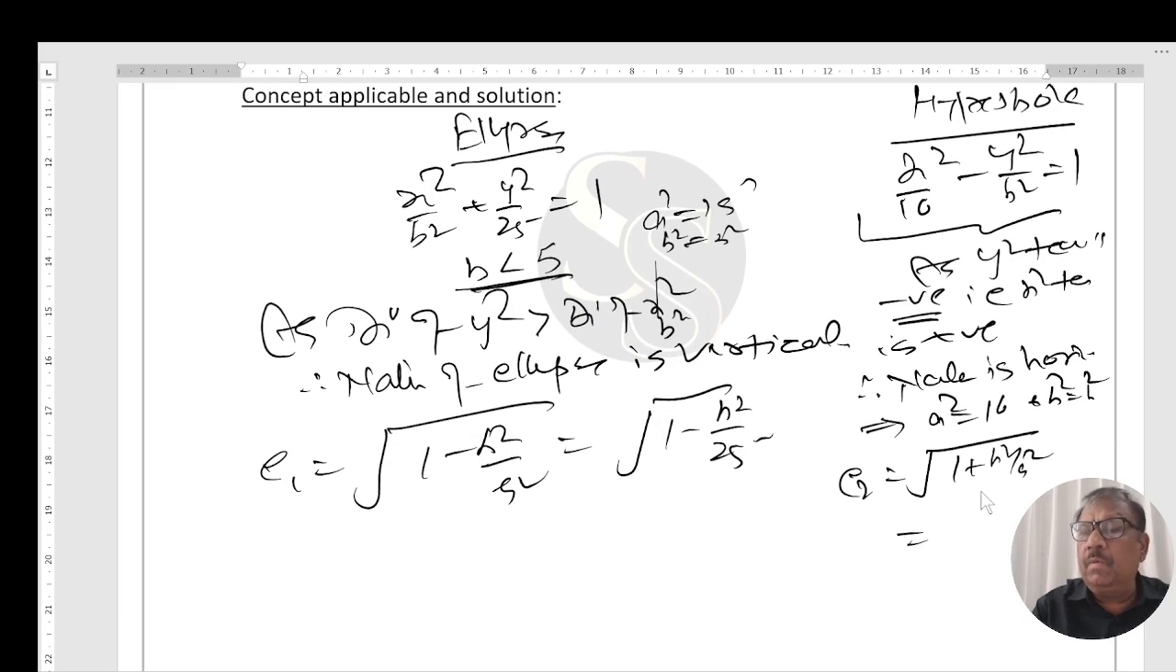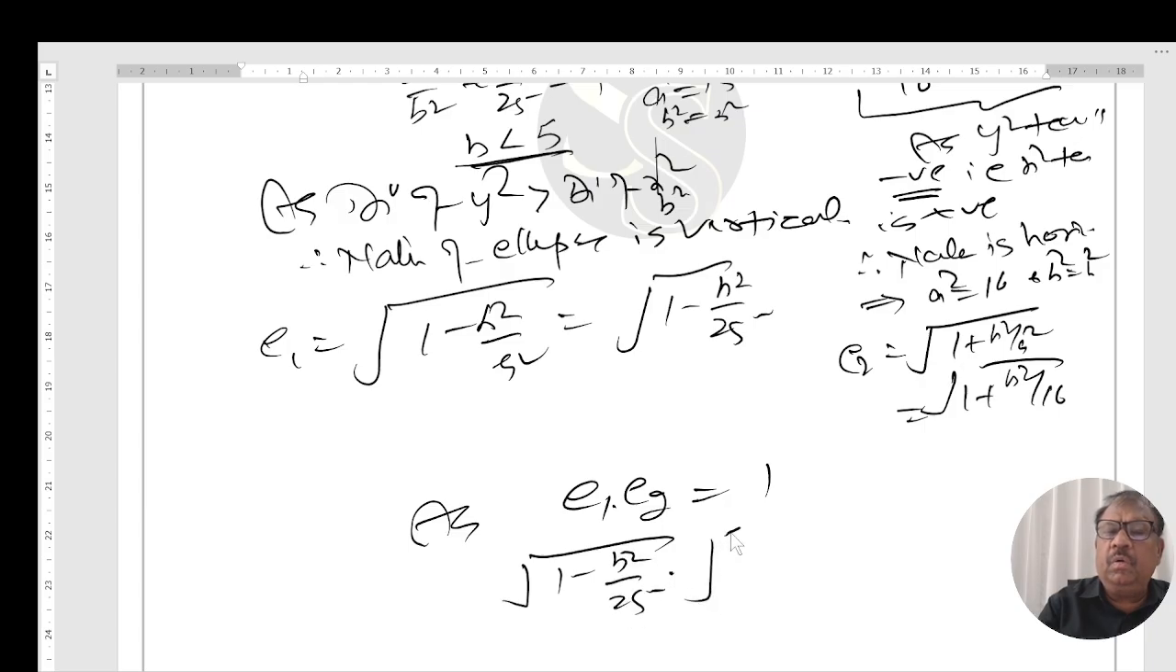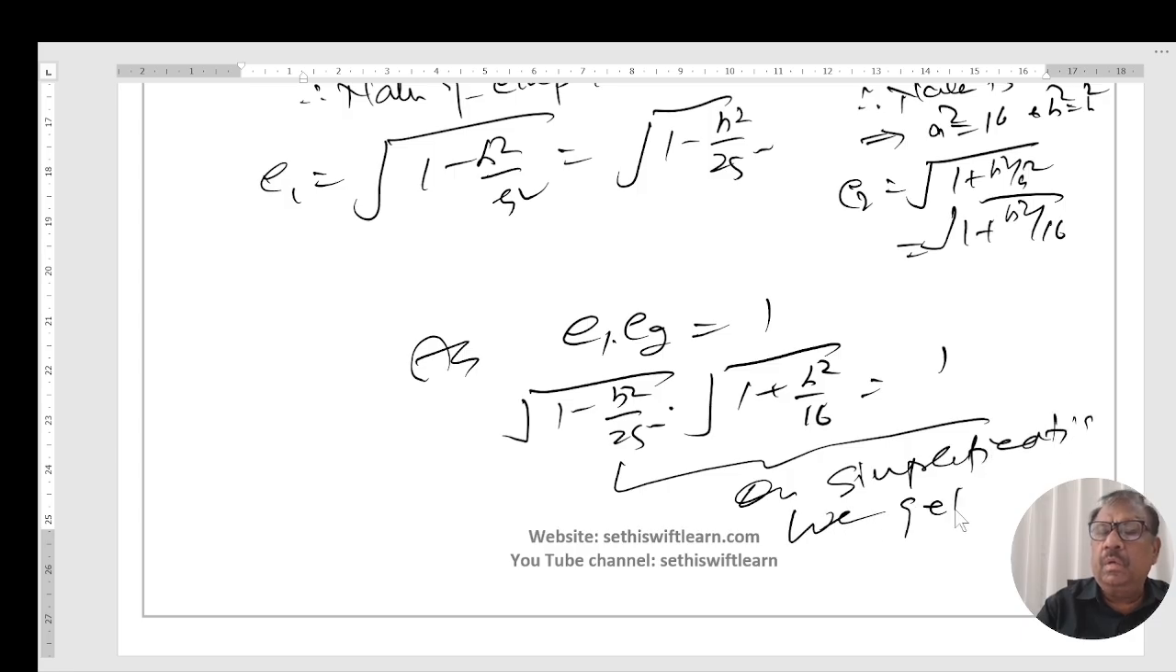On simplification we get under root 1 plus b square upon 16. Now as e1 into e2 equal to 1, under root 1 minus b square upon 25 into 1 plus b square upon 16 equal to 1. On simplification we get b square equal to 9.